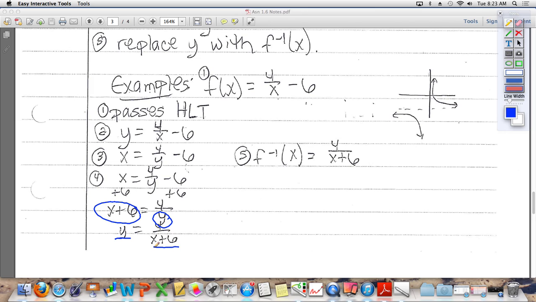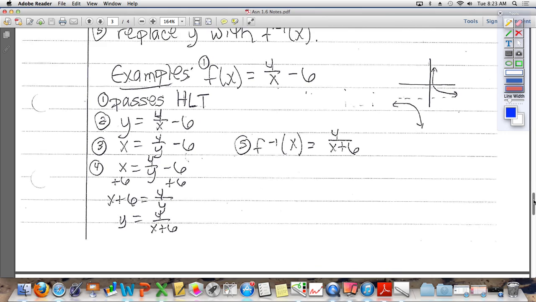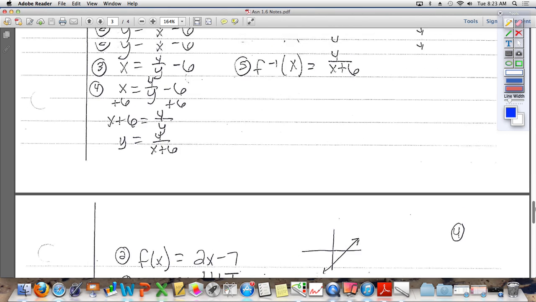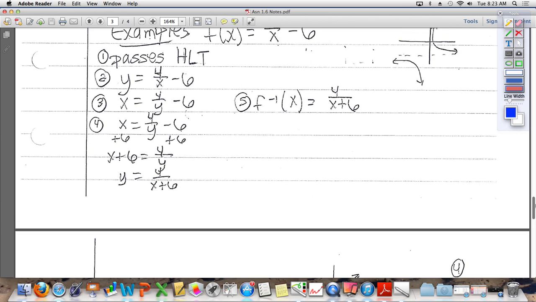How do you feel about that? Okay? Cool. All right, let's try another example. So the 5th step, that's what the inverse is? That's the inverse, yep.